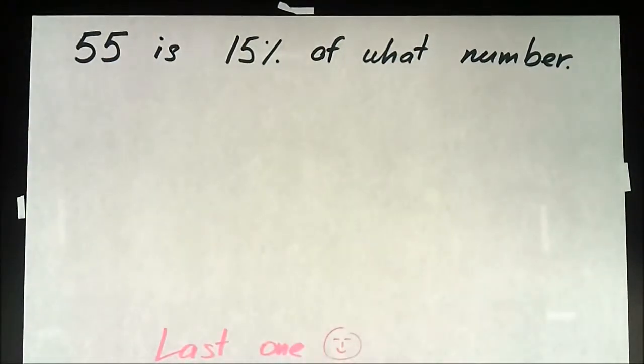Last one. All right, let's get this done with. So here I have another problem that says 55 is 50% of what number? This one's pretty similar to the last one. So can someone tell me what is missing?